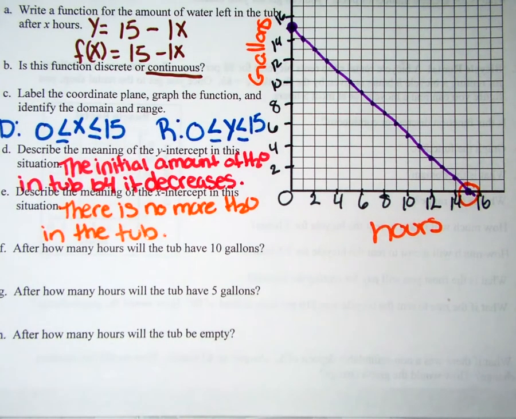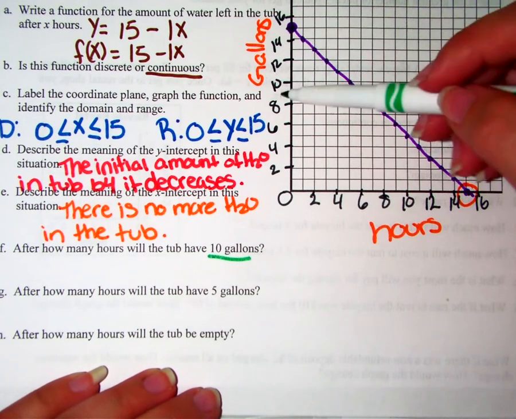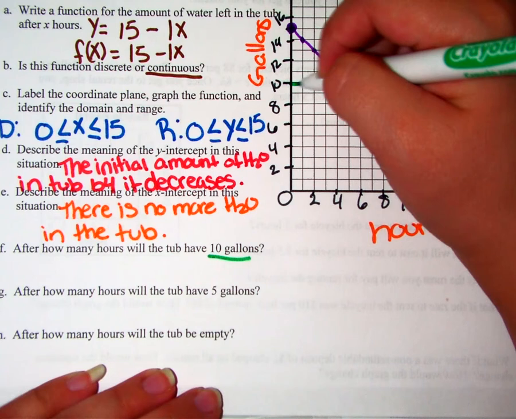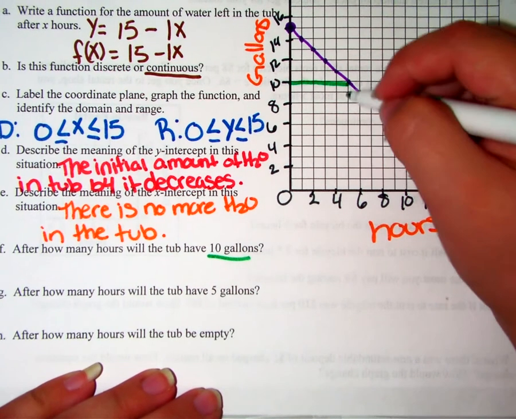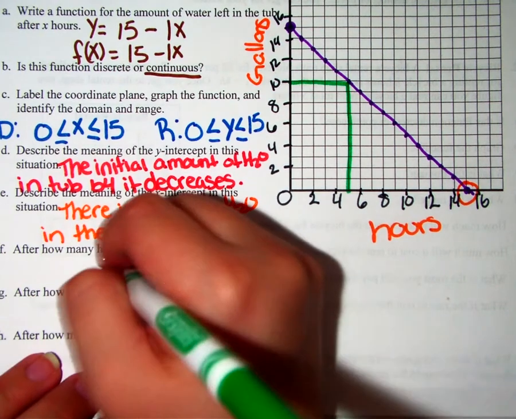Okay, so this next part asks, let's use a different color. After how many hours will the tub have 10 gallons? So gallons is in our Y, so I'm going to find 10, go across till I touch it, and then down. So how many hours is that? 5 hours.